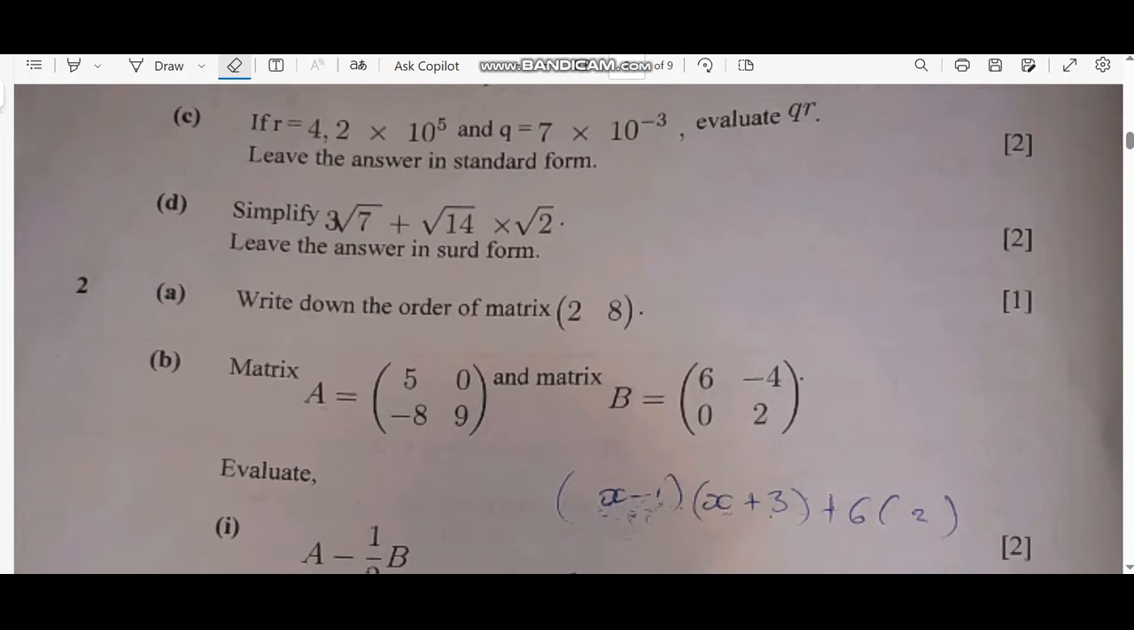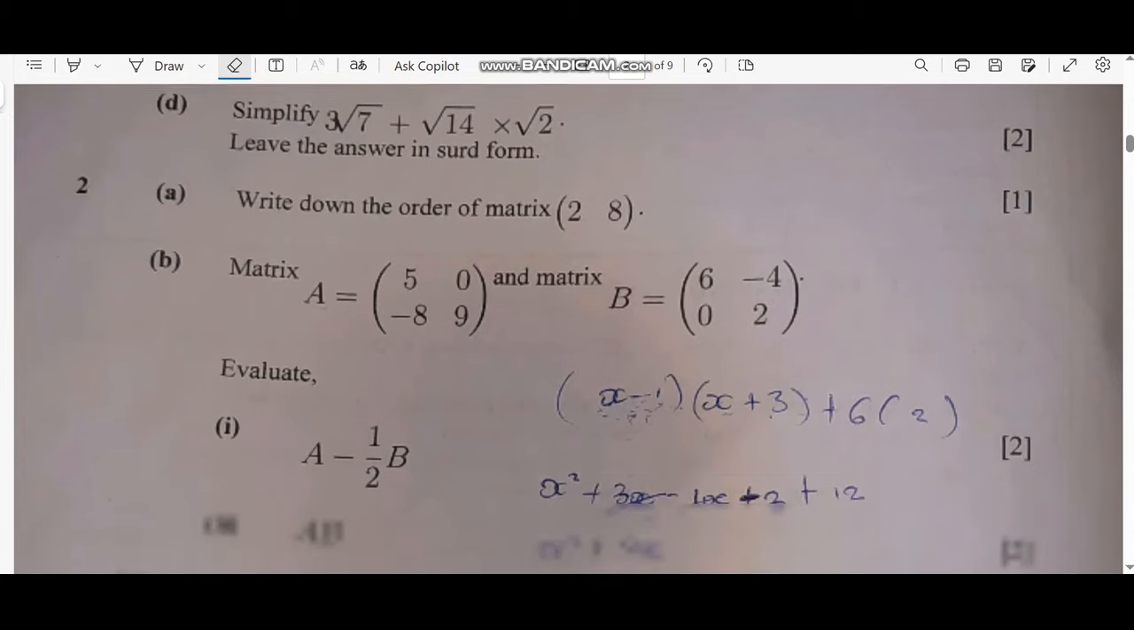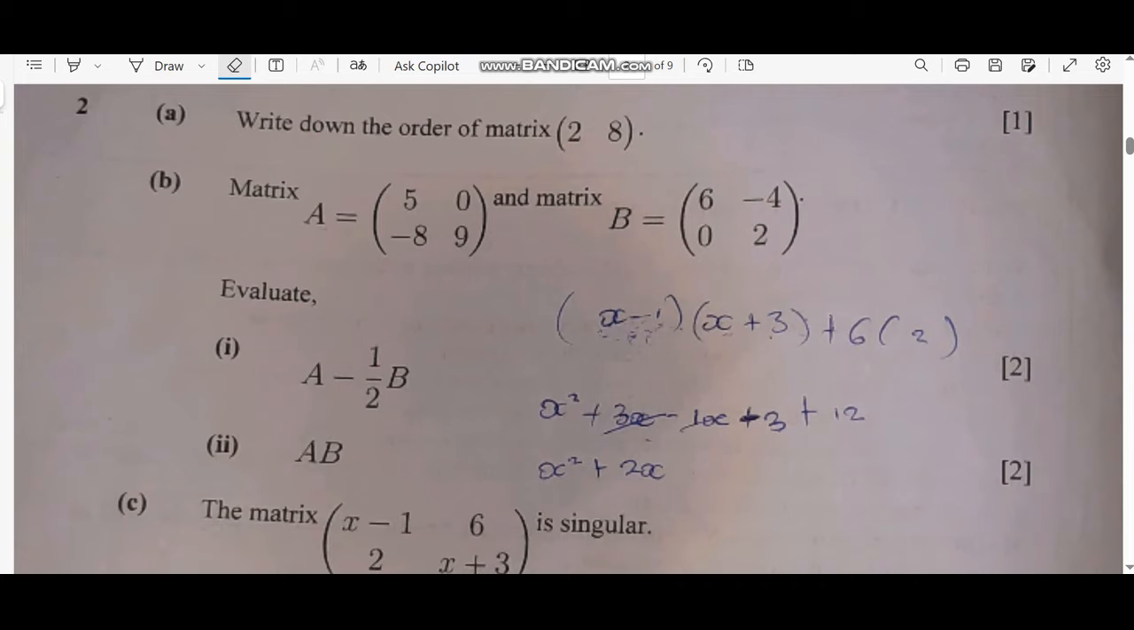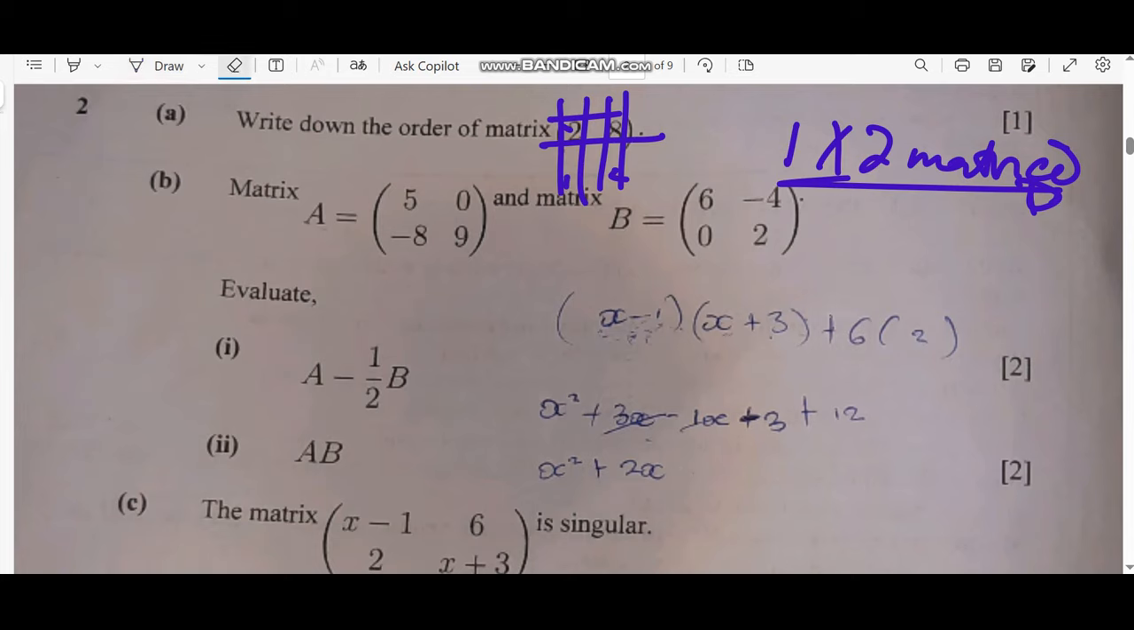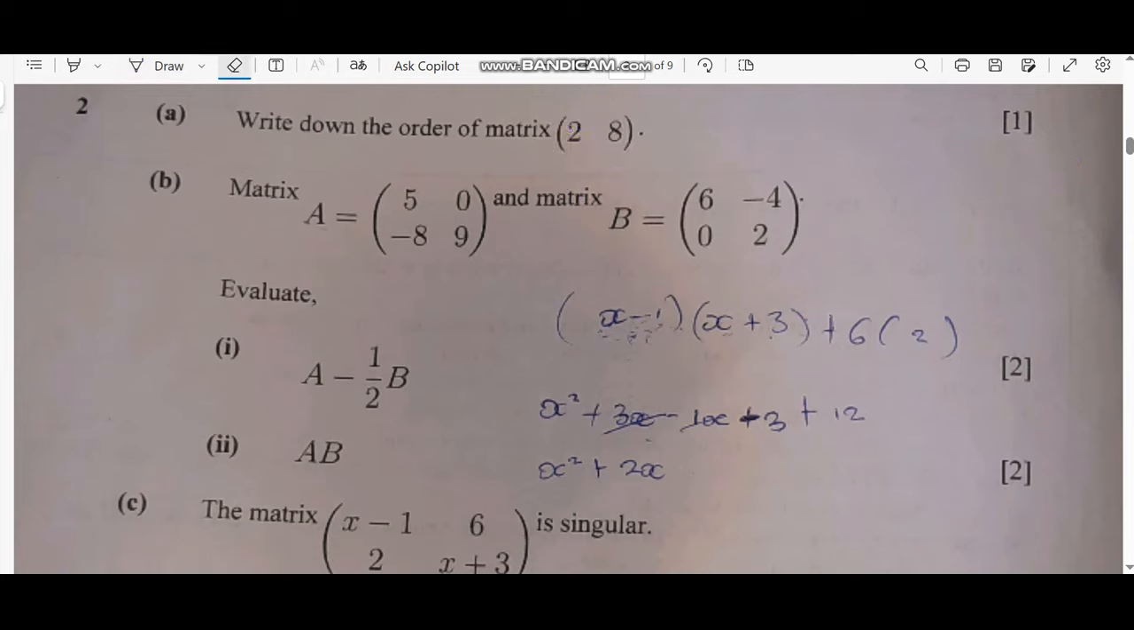Right, moving on to the next question. Now number 2, and working on matrices. Write down the order of the matrix. So the order of the matrix, you can see it's 1 by 2. So it's 1 here and 2, a 1 by 2 matrix. Done. This is the order of a matrix. So I don't think you have a problem with that one.